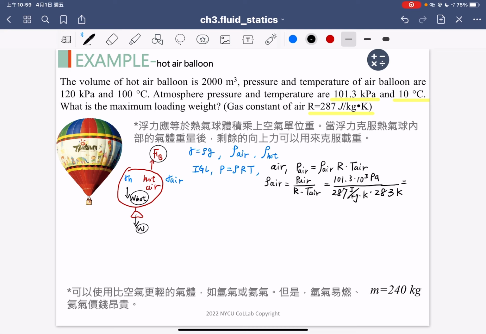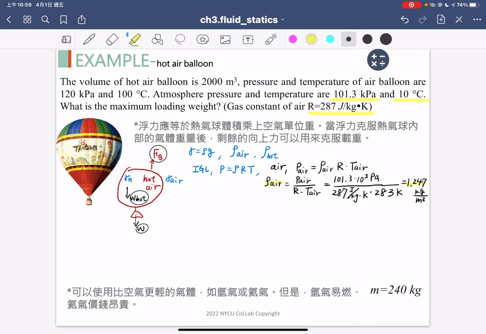So 101.3 times 10 to the power of 3, divided by 287 and divided by 283. So the air density is around 1.247, and the unit is kilograms per cubic meter. So it's our first piece of information, very important.